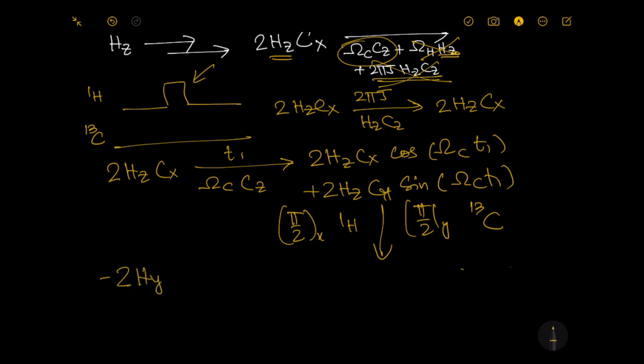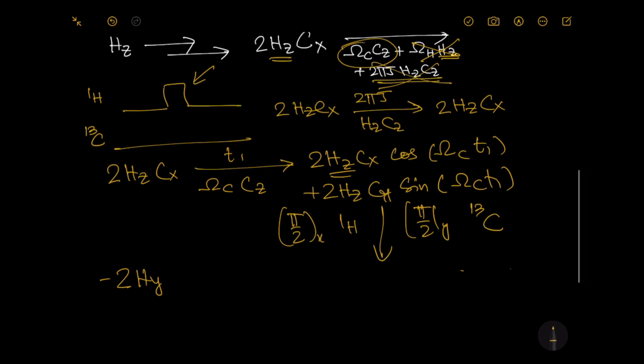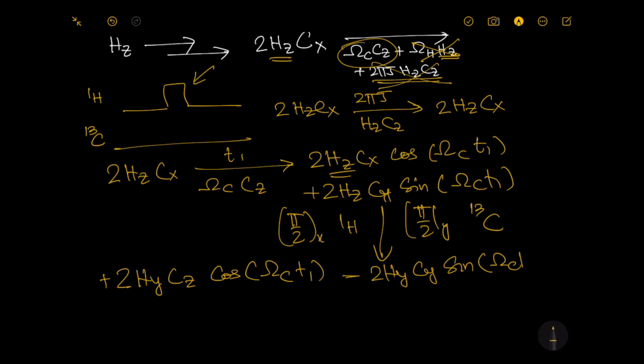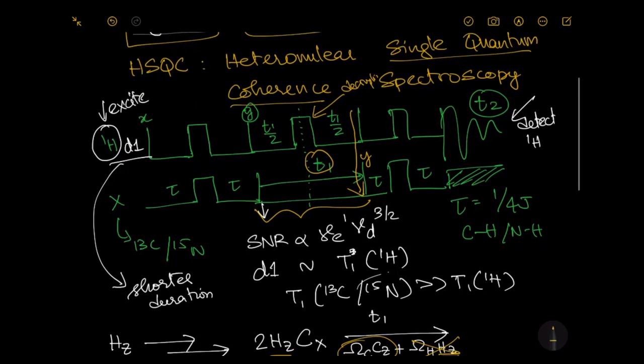2HY with a negative sign, as Z will go to minus Y applying X. And then you have a Y phase pulse for the CX. Therefore, it's going to be minus CZ, so minus of minus becomes plus, cos capital omega C times T1, minus 2HY CY sine omega C T1. So this is immediately after the application of these two 90 pulses.